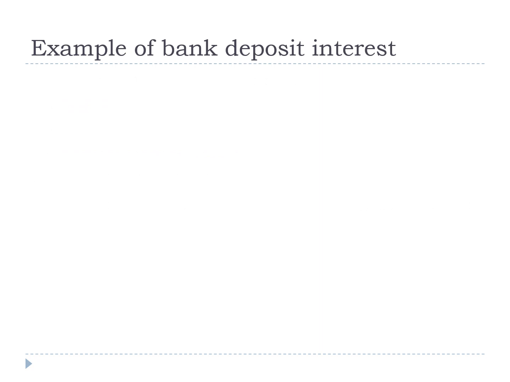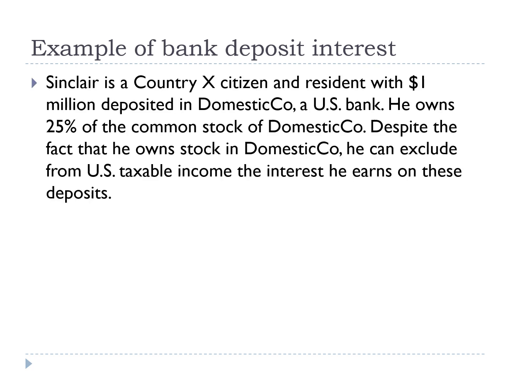Here's an example of bank deposit interest. Sinclair is a country ex-citizen and resident with $1 million deposited in Domestico, a U.S. bank. He owns 25% of the common stock of Domestico. Despite the fact that he owns stock in Domestico, he can exclude from U.S. taxable income the interest he earns on these deposits.